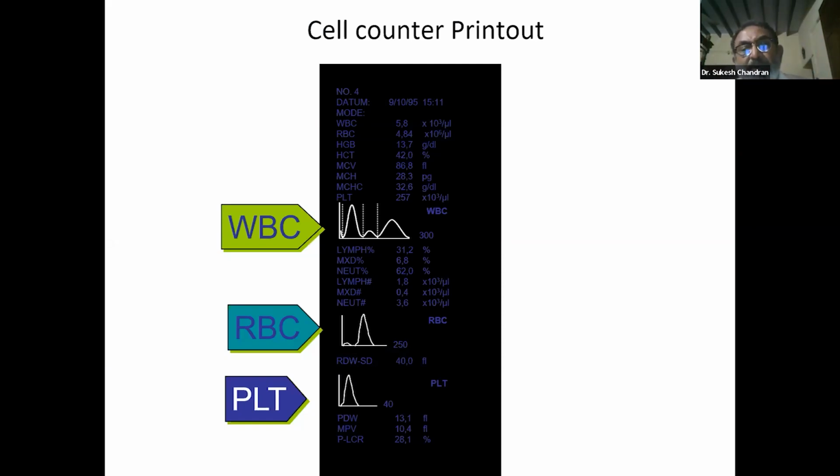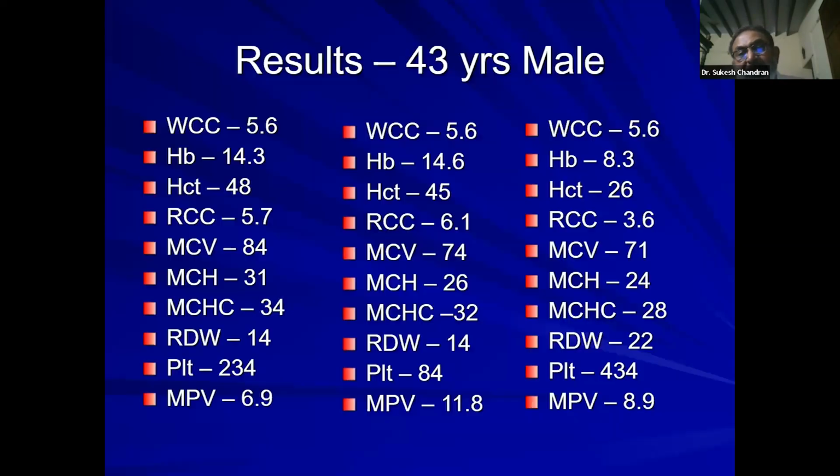This is usually the hemogram printout. Most of the doctors are only interested in the values, and most of the pathologists, clinical pathologists or the clinicians, they will also look at the numbers. They will not look at the histogram, even in the lab. So suppose I have got 3 individuals here, all 43-year-old male.